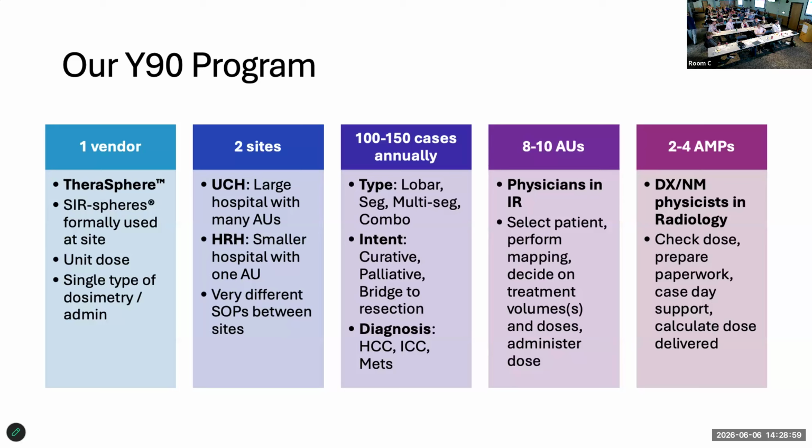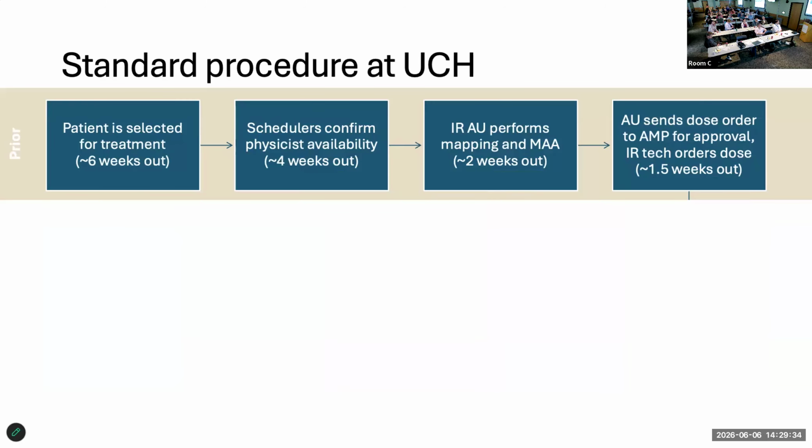And that sometimes becomes complicated, but because we have such a strong system, everyone's doing mostly the same thing. All of our authorized users are physicians in interventional radiology, meaning they are the ones who do the mapping, they do the treatment, they order the dose, so it is run by them. And we have 2 to 4 AMPs at any time. Usually this is going to be a diagnostic or a nuclear medicine physicist in radiology. And we do things like check the dose, prepare case date paperwork, support the case day of, and calculate the dose delivered. So our standard procedure at University of Colorado Hospital is as follows.